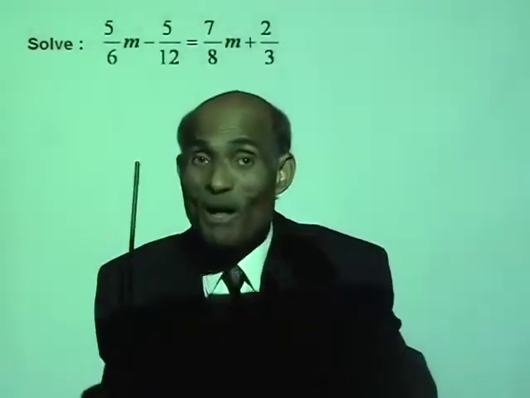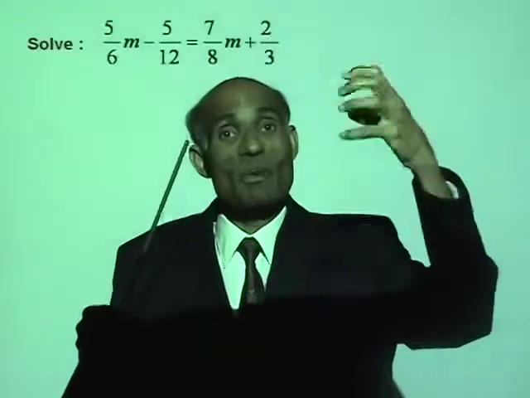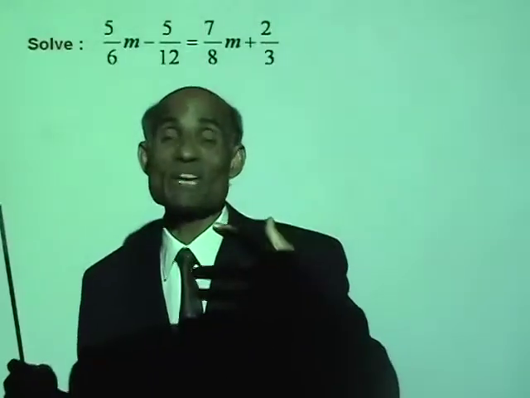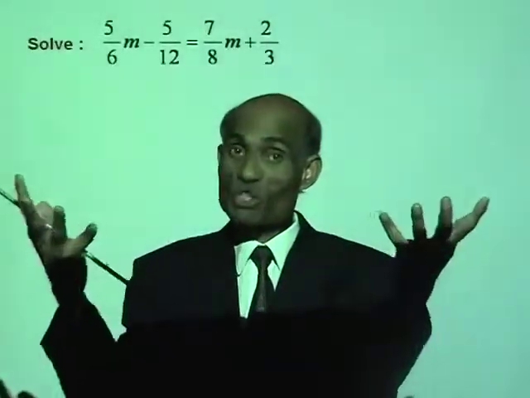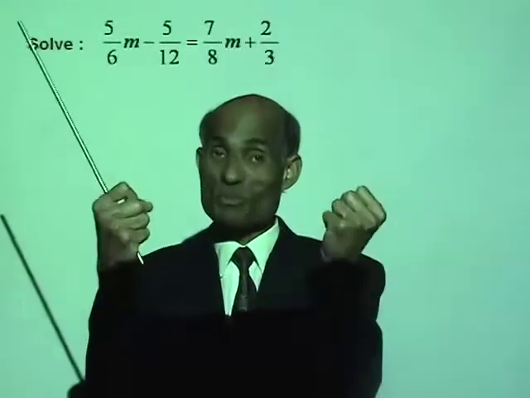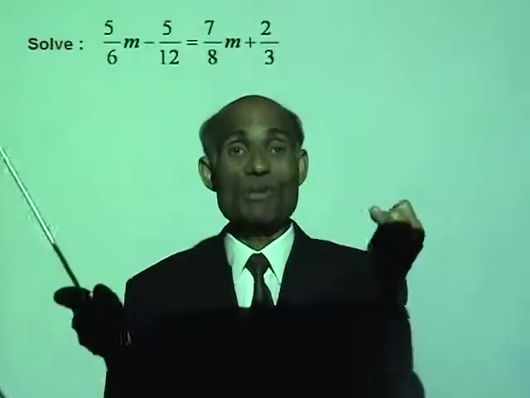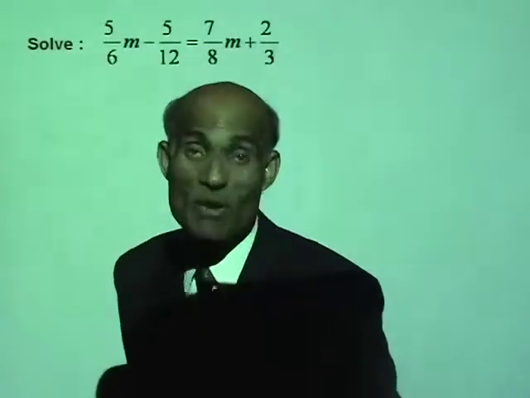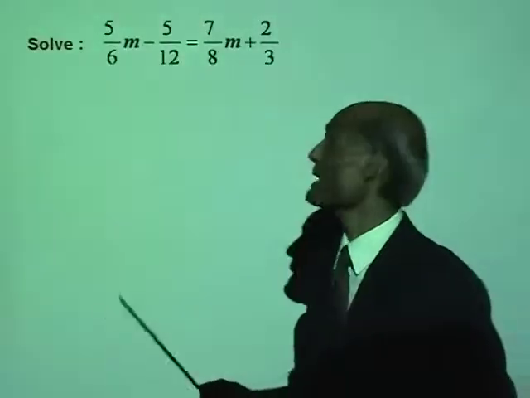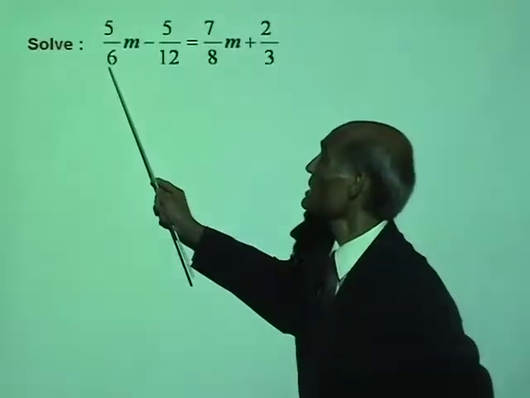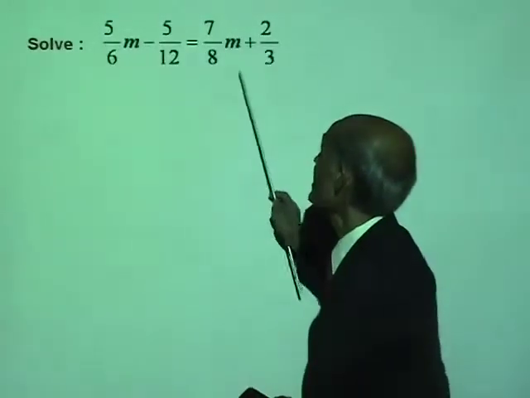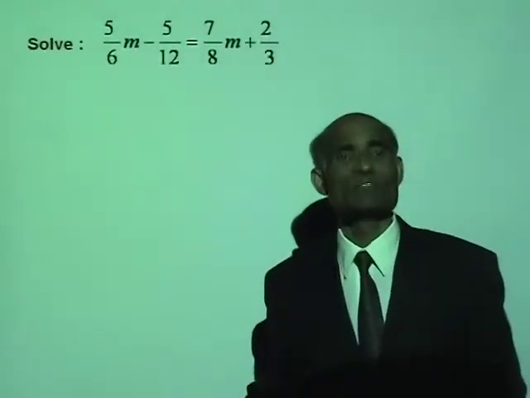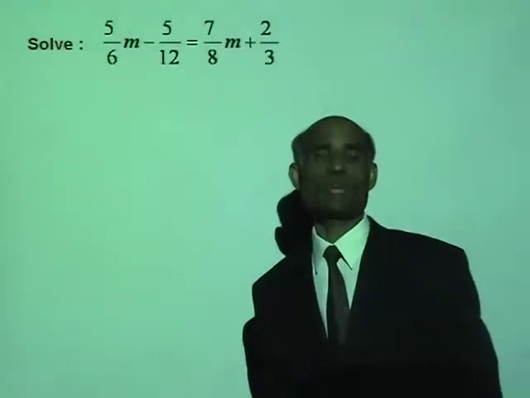So when you multiply now, you got to multiply each term. You see, that is how you multiply an equation. If an equation contains several terms on each side, when you multiply an equation by a number, you got to multiply each term with the same number. Okay, what is the number that we're going to multiply by? Look at the denominators: 6, 12, 8, 3. What is the LCD of 6, 12, 8 and 3?